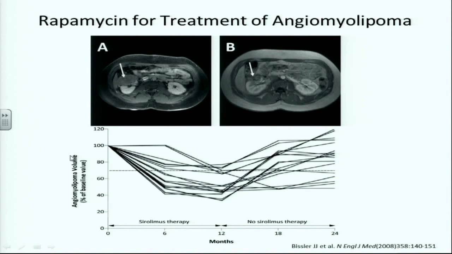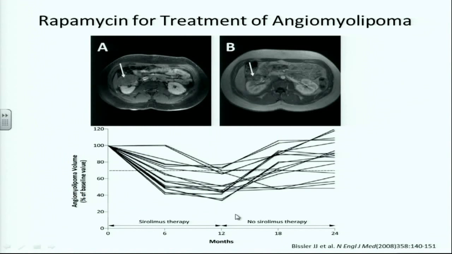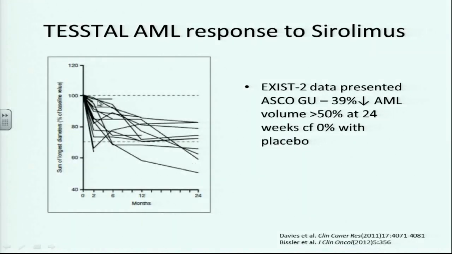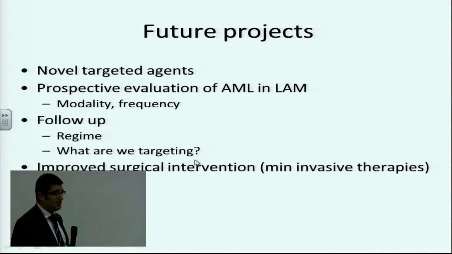And what this trial showed was that giving rapamycin, this is each individual patient, what happens to the AML? Well, they get smaller. They get smaller, but then when you stop the treatment, they get bigger again. And again, same here. So they get smaller on treatment, but the problem is that they increase in size when you come off treatment.